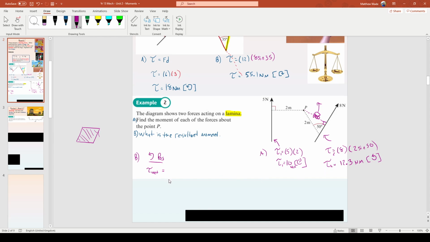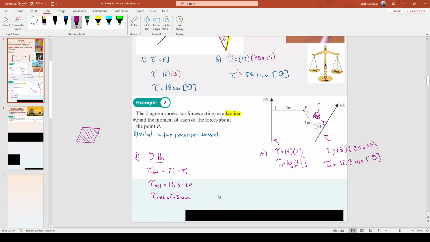Oh, here you go. Which one's going positive? Well, T2 is. Which one's going negative? Well, T1 is. Because I defined anti-clockwise to be positive, this is the positive, this is the negative. So the net overall force of both of these happening at the same time is just 12.3 take 10, which is 2.3 Newton meters.